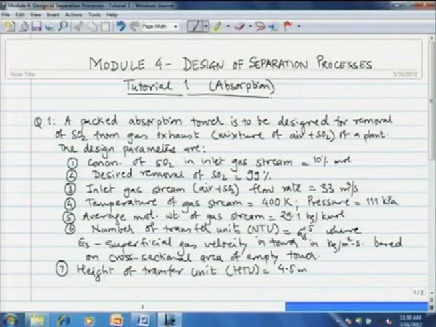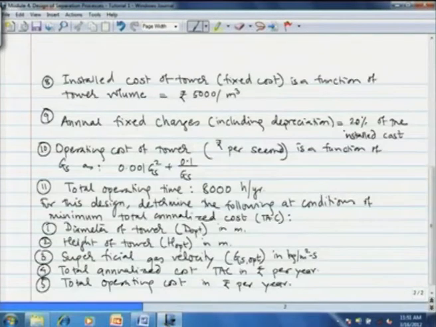Number of transfer units NTU is a function of the superficial gas velocity through the tower, GS, and NTU is equal to GS raised to 0.5. Now this superficial gas velocity is based on the cross sectional area of the empty tower. The height of transfer unit HTU is 4.5 meters. The installed cost of tower, the fixed cost, is a function of tower volume as rupees 5,000 per meter cube. The annual fixed charges including depreciation are 20% of the installed cost.